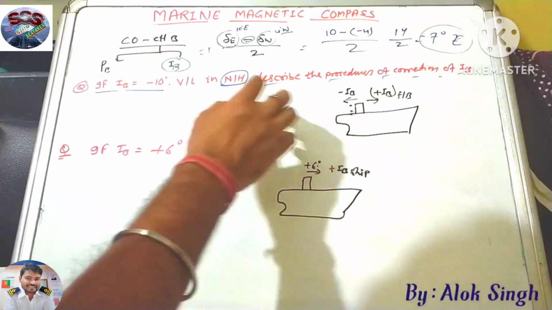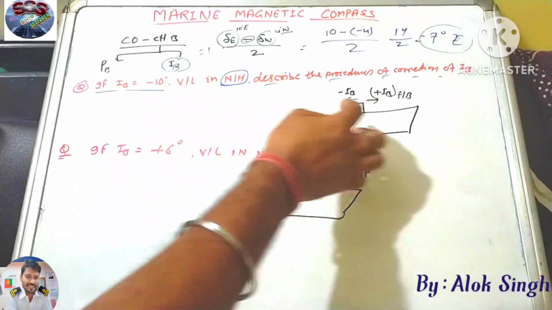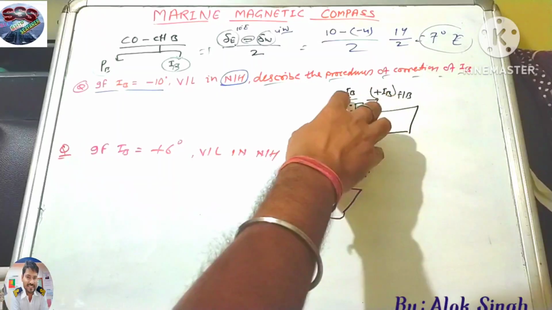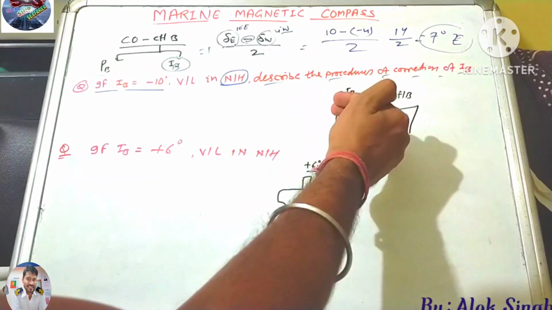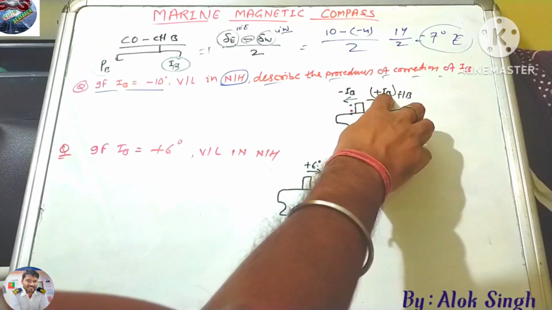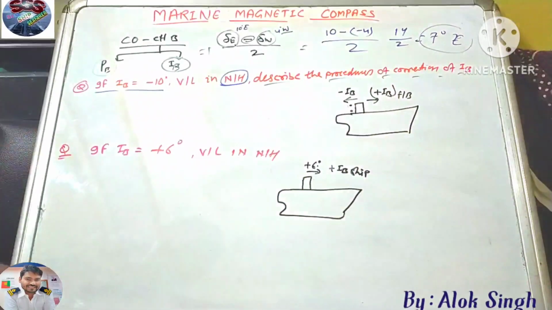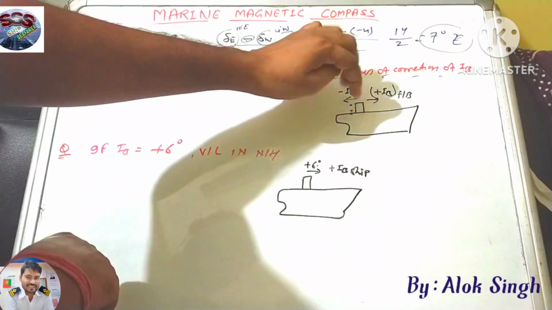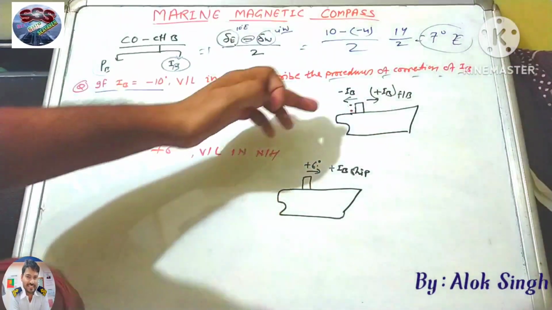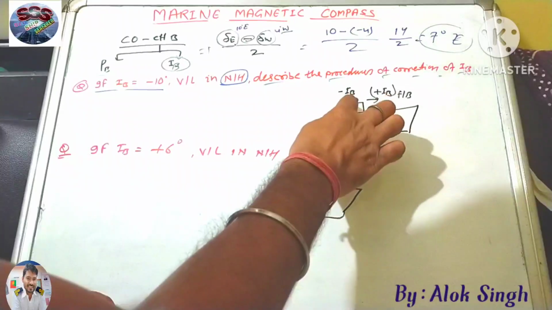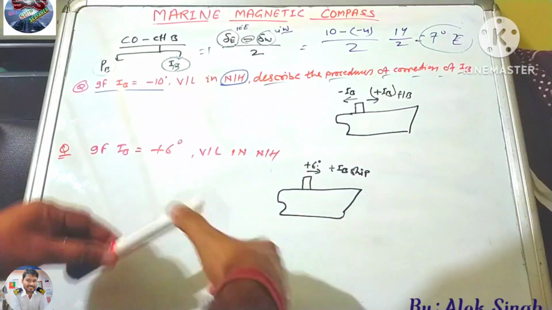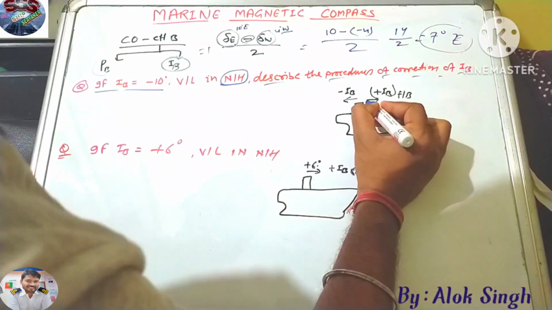So how will you correct? If it is given minus 10, means this thing is on the aft side. So we just put a flinder bar on the opposite side, which will make it go towards the forward. And how will you put it? If you put a flinder bar here, then how will it form?